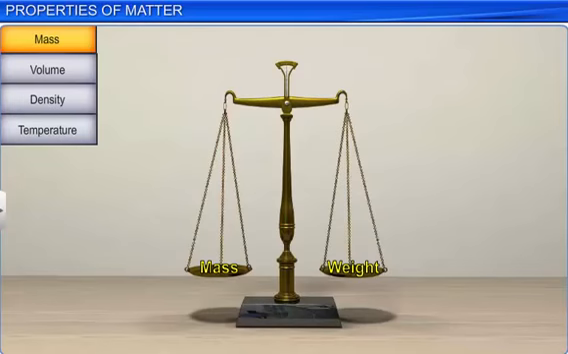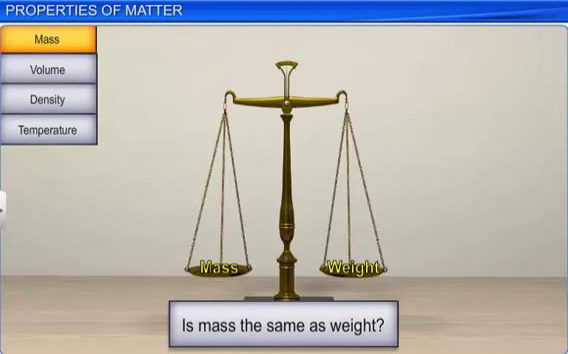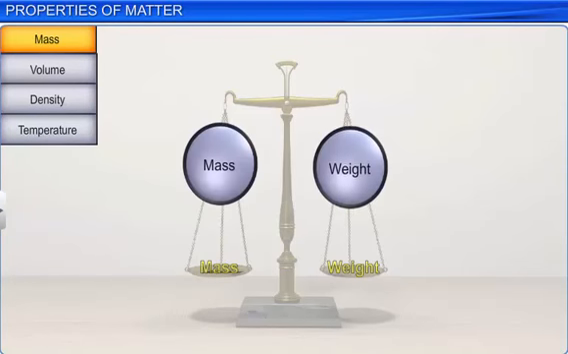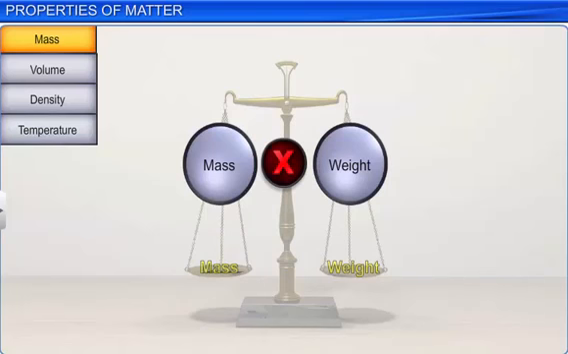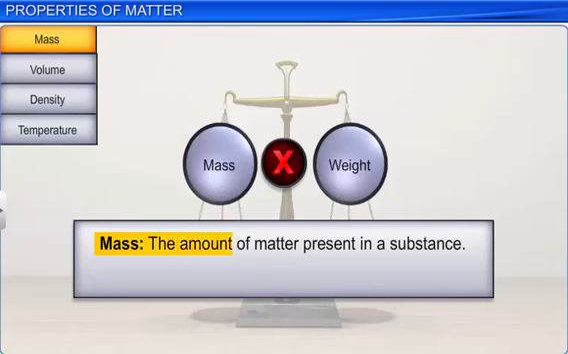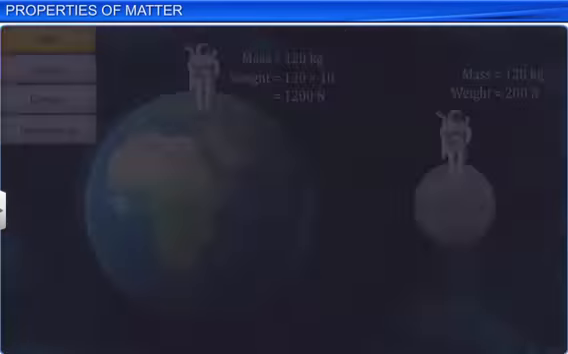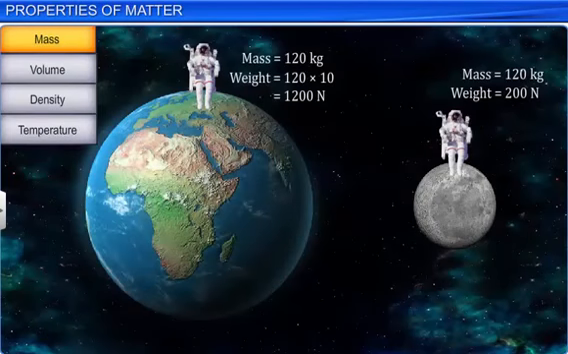Think about it. Is mass the same as weight? Oftentimes, people consider mass and weight to be the same things. However, that is not the case. Mass is the amount of matter present in a substance, while weight is the gravitational force exerted on a substance. This implies that the mass of a substance remains constant, whereas its weight may differ from one place to another due to change in the gravitational force.